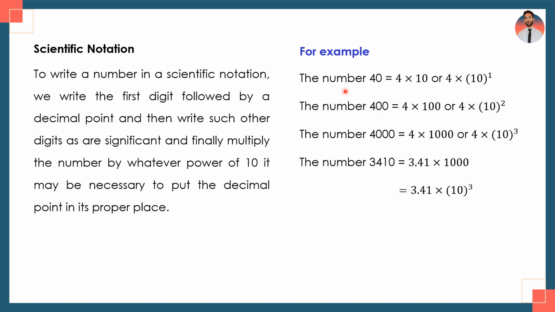For example, the number 40 we can write in scientific notation as 4 multiplied by 10, which is also 40, or 4 multiplied by 10 to the power 1. It is called scientific notation. The number 400 we can write as 4 multiplied by 100, and we can write 100 as 10 to the power 2. So this is called scientific notation.